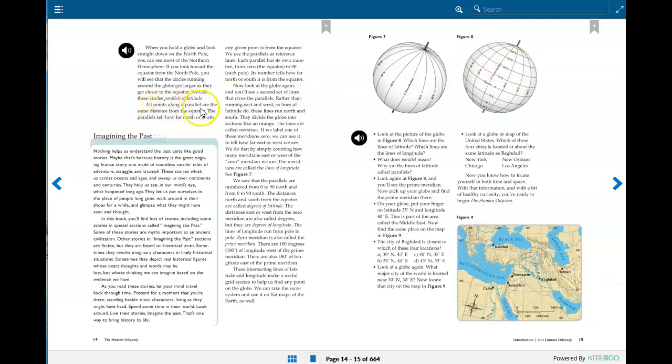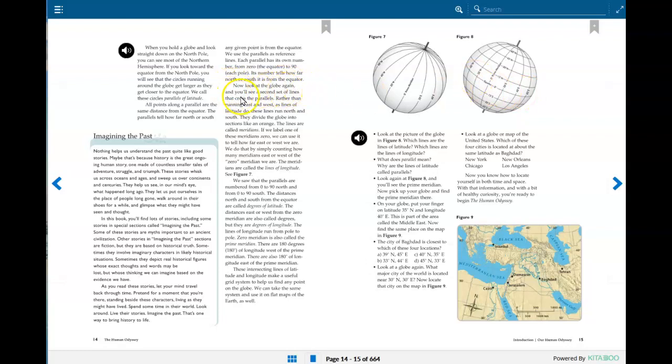All points along a parallel are the same distance from the equator. The parallels tell how far north or south any given point is from the equator. Okay, so these are all the same distance. We use the parallels as reference lines. Each parallel has its own number from 0, the equator, to 90 on each pole. So from the equator it goes 0 and then all the way up to 90, or down to 90. Its numbers tell how far north or south it is from the equator. So again, 0 is at the equator.